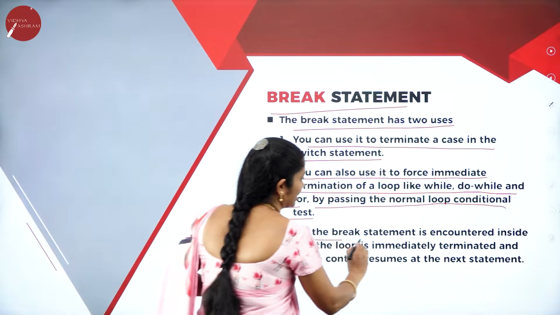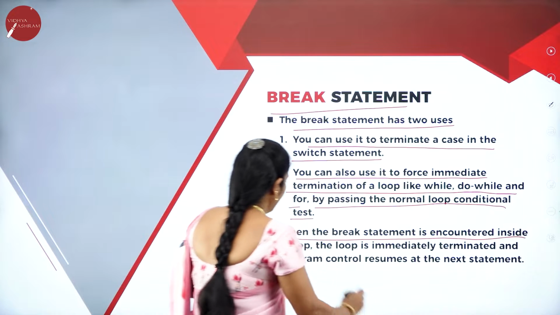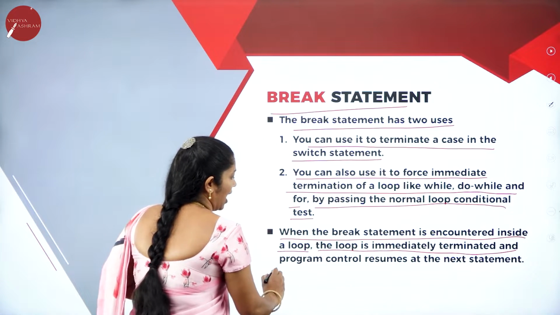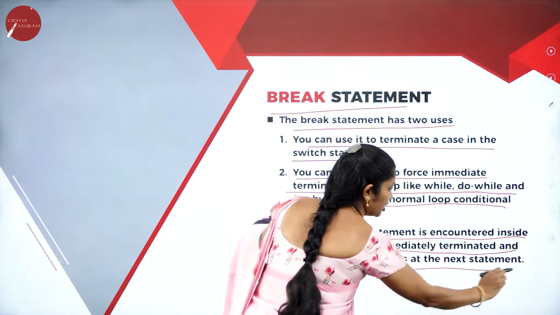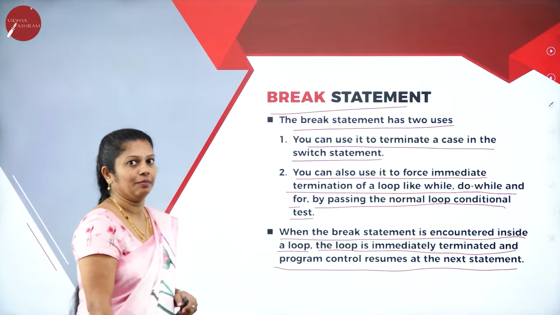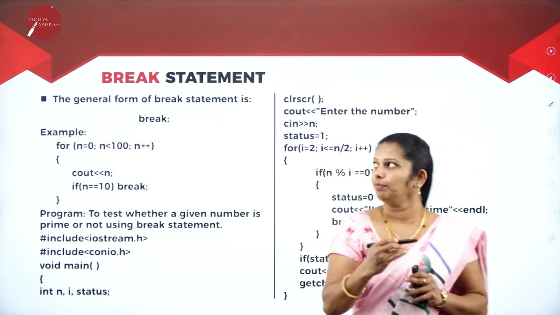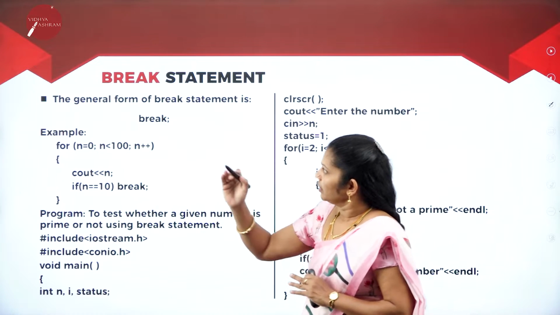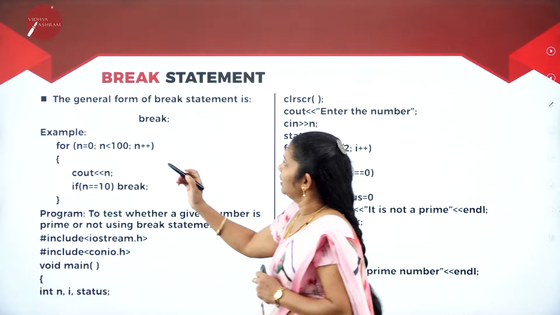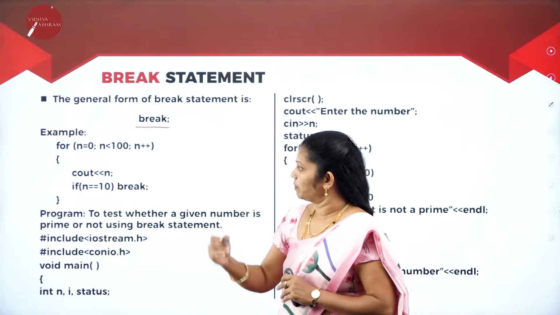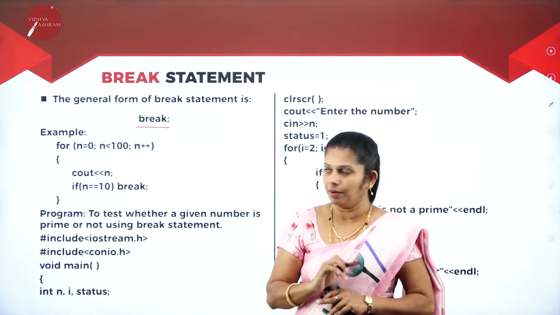When the break statement is encountered inside a loop, the loop is immediately terminated and program control resumes at the next statement. Now I am going to explain how the break statement works in a program. The general form of the break statement is just the keyword break, that's all. Now we'll explain that with an example program.